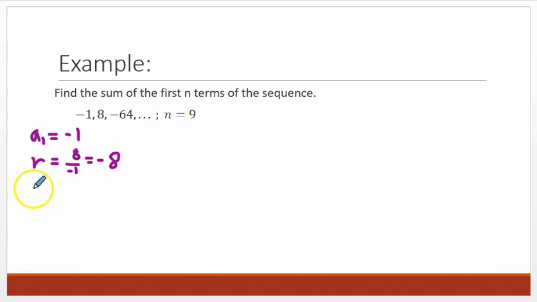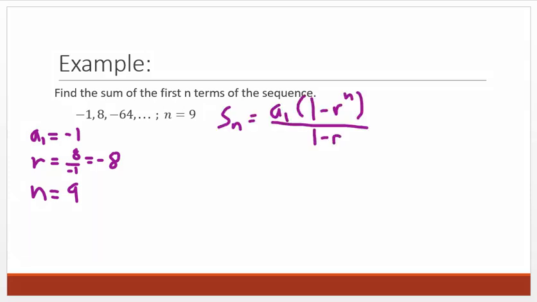Now nicely on this one, they actually gave us what n equals. N is equal to 9. On the last example, they didn't tell us what n was. They told us what the last number in the sequence was. But for this one, now we have everything we need to plug into the formula. So again, I went ahead and rewrote the formula for easier reference. So notice that we have a sub 1, we have r, and we have n. We don't actually have to solve for any missing values in this case. We could find what the last term was using the explicit rule if we needed it, but it's not needed for this formula. So I'm just going to go ahead and start plugging in my answers.